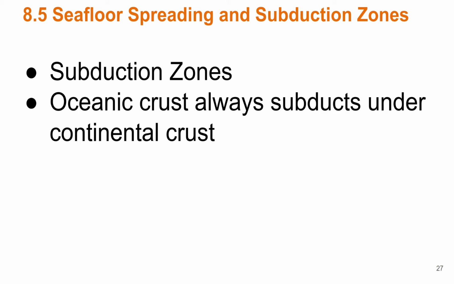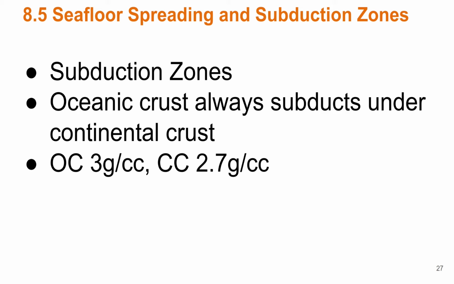Subduction. Oceanic crust always subducts under continental crust. Oceanic crust has a density of about 3 grams per cubic centimeter. Continental crust, made of different material, granite-like material, has a density of 2.7 grams, so the continental crust is less dense, and it always floats, rides on top of oceanic crust. If two plates come together and one is made of oceanic and the other made of continental, the oceanic crust always subducts because it's more dense.